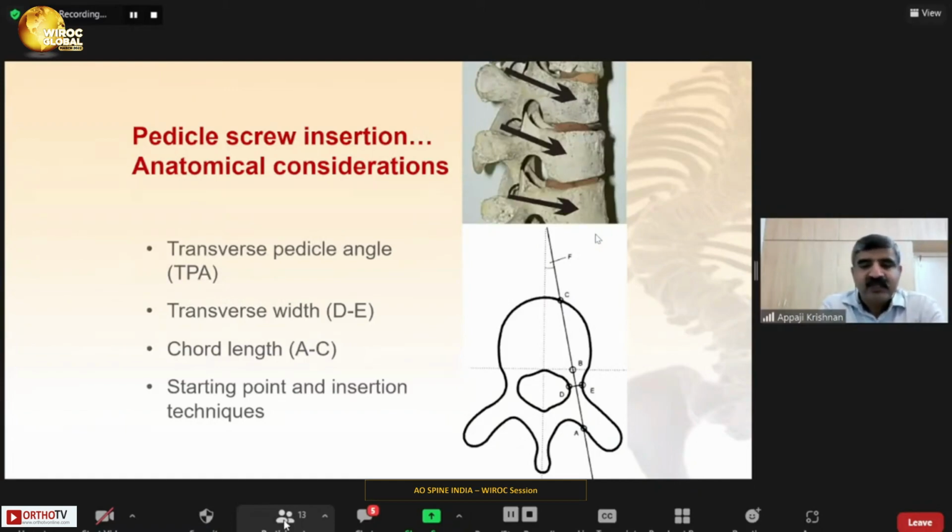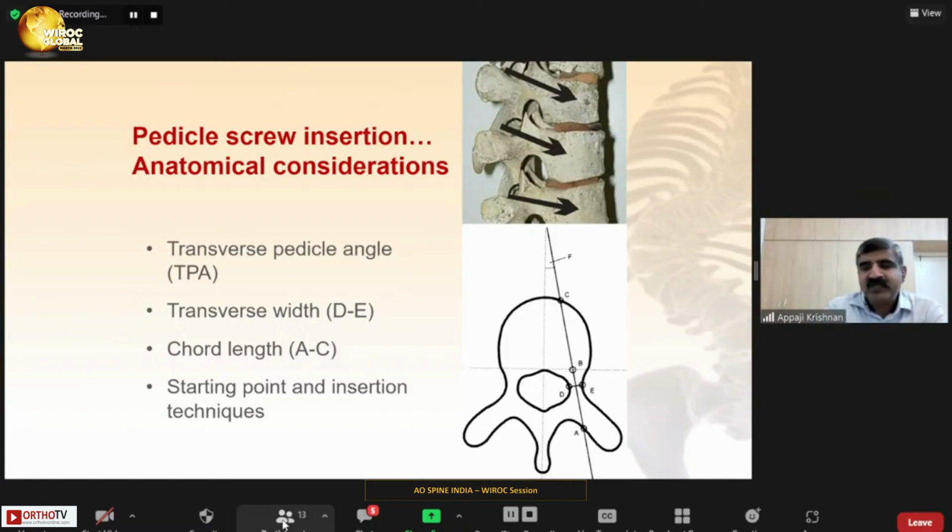As I told you, after exposure, you have to have this in open thoracic pedicle screw. You have to consider 4 important anatomical issues. One is the transverse pedicle angle, that is the angle between the entry point and into the body. The transverse width, which is between D and E, that is the width of the pedicle. The cord length, which is A and C, the entry point to the tip of the screw, or the screw length. The starting point, and the insertion techniques. These are the considerations we'll have while doing thoracic pedicle screw.